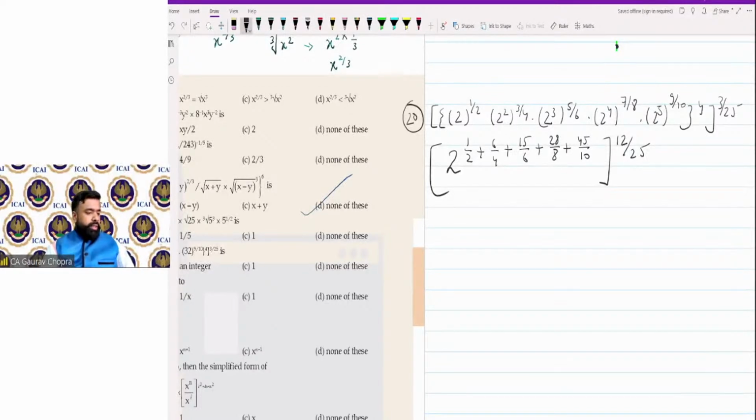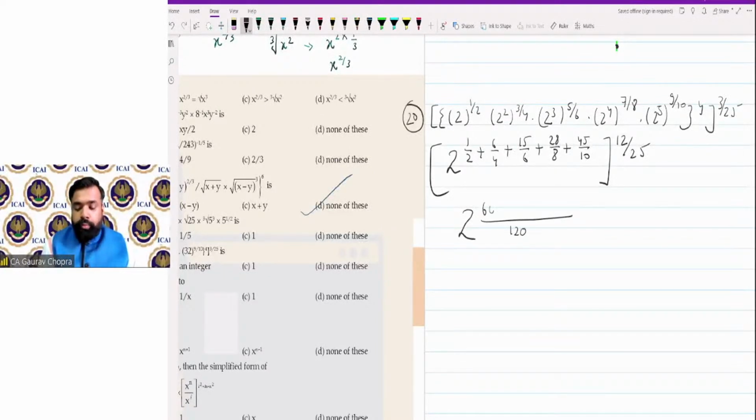Okay, somebody has written LCM will be 60. Someone has written 10, 120. See, 60 is not a multiple of 8. 60 doesn't come in the table of 8. 10 is also incorrect. Then 120. Yes, 120 is the correct LCM. So the LCM is 120.